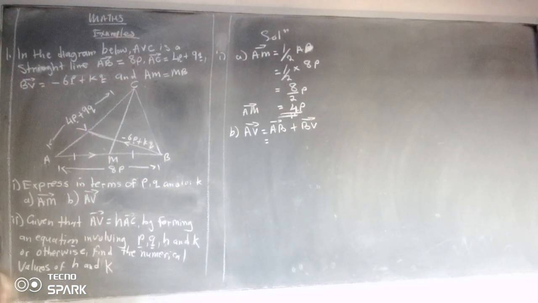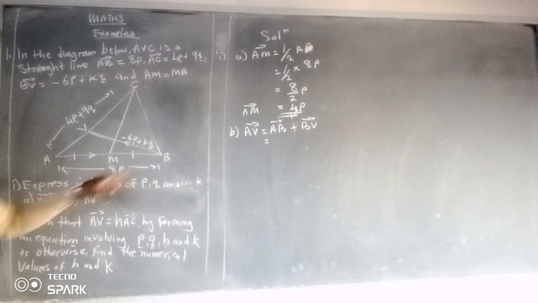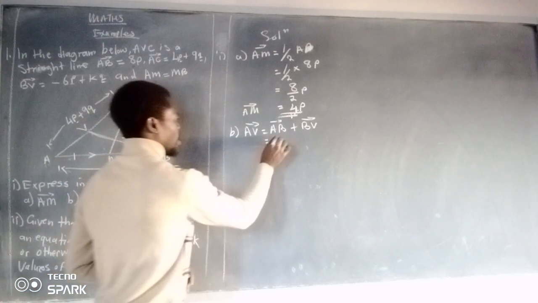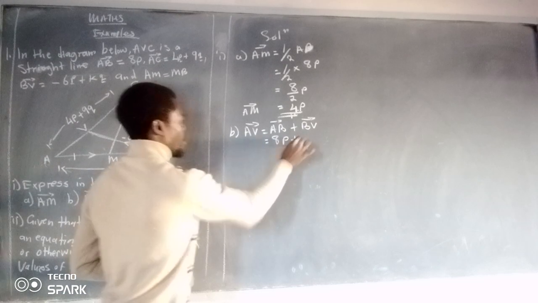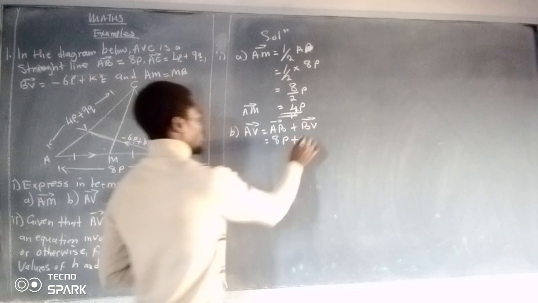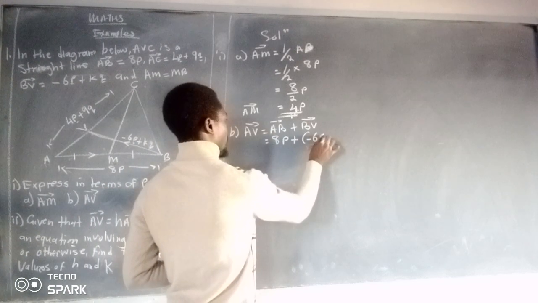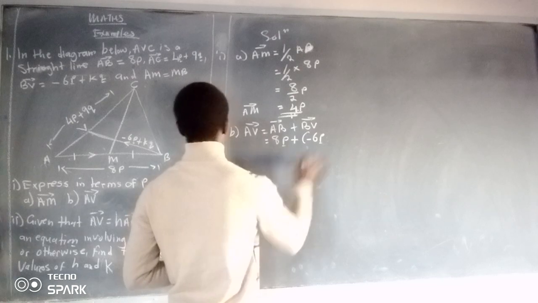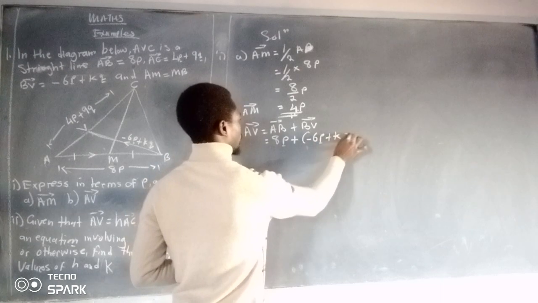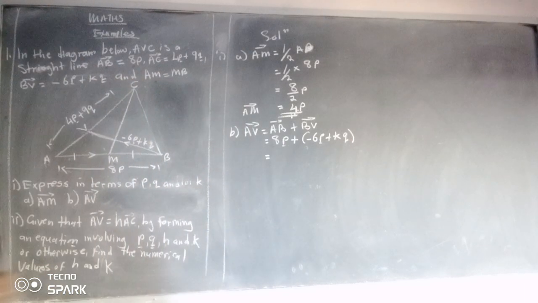So AB, we know that it is 8P. AB is 8P plus BV, which is negative 6P plus KQ. That is what we have from there.